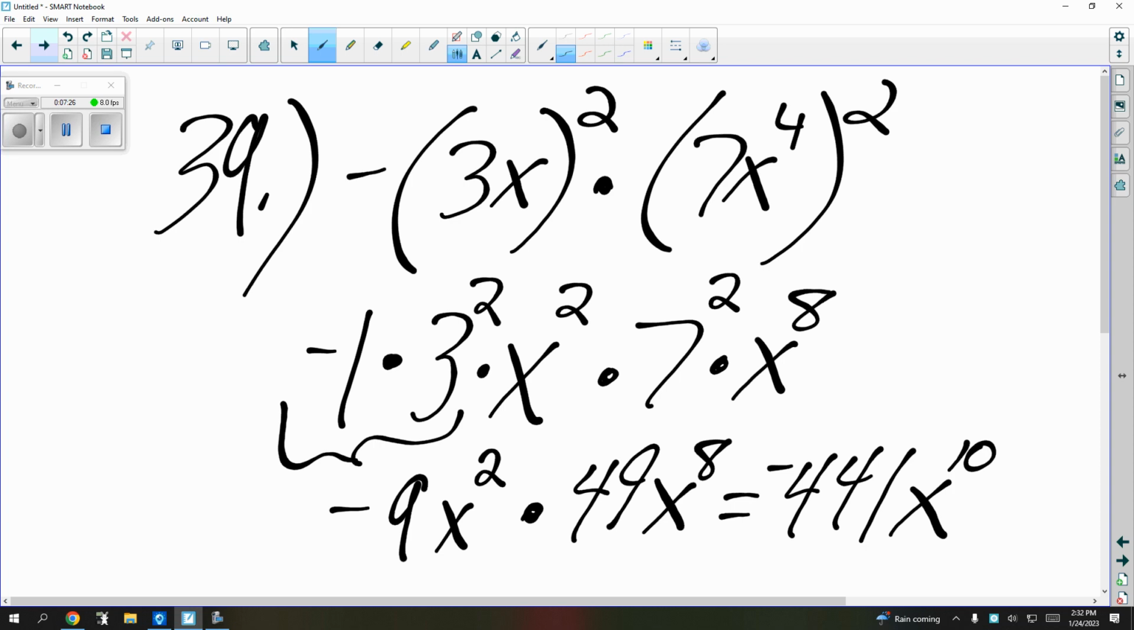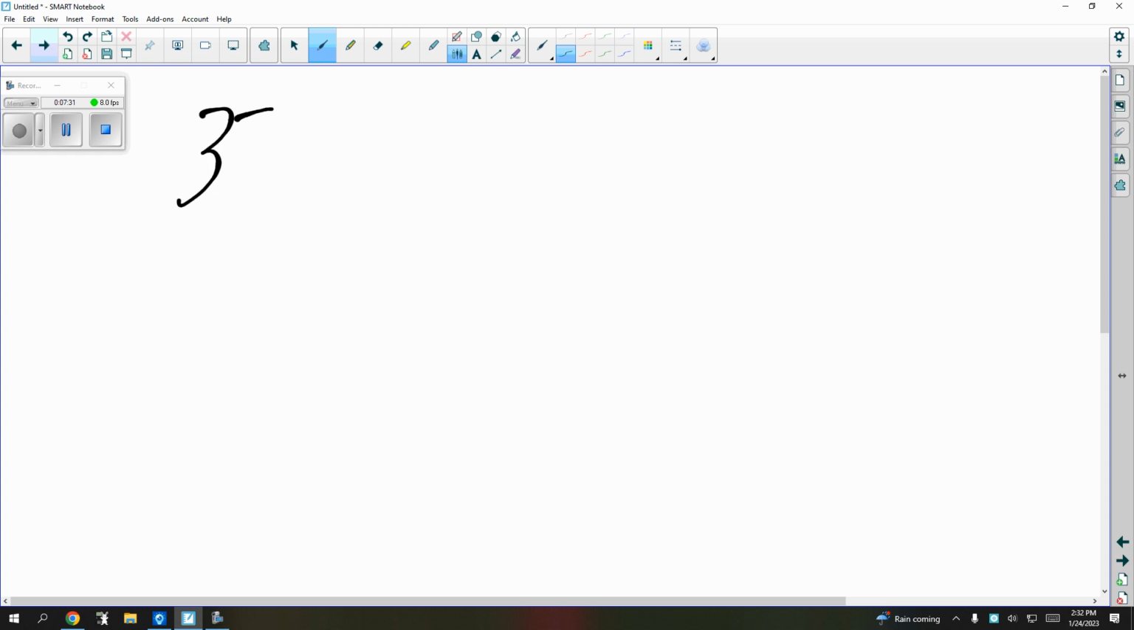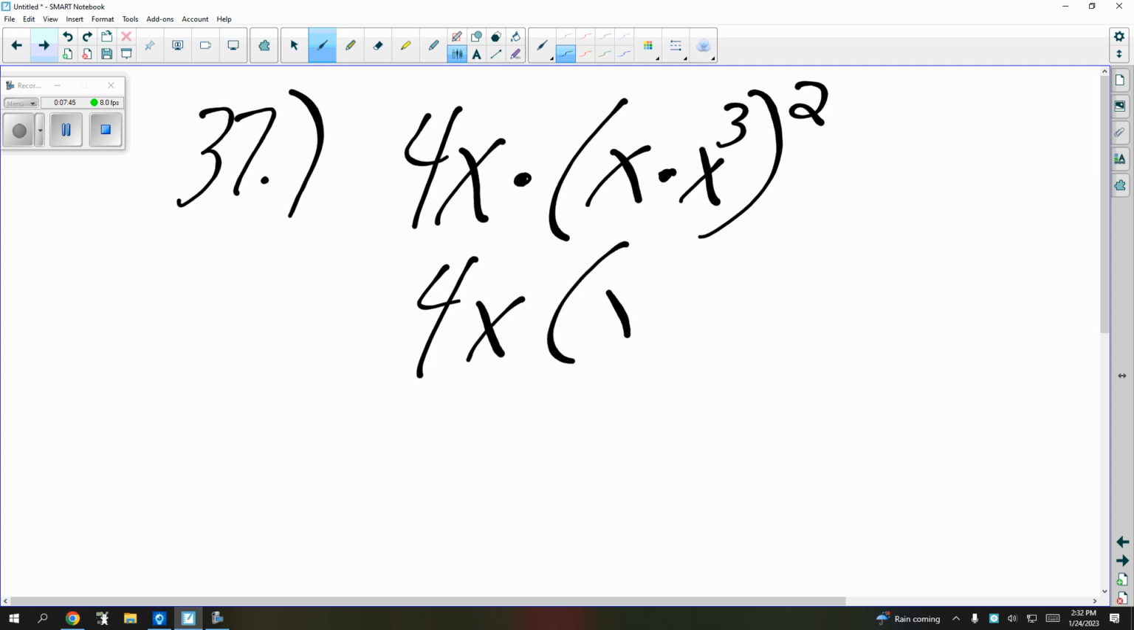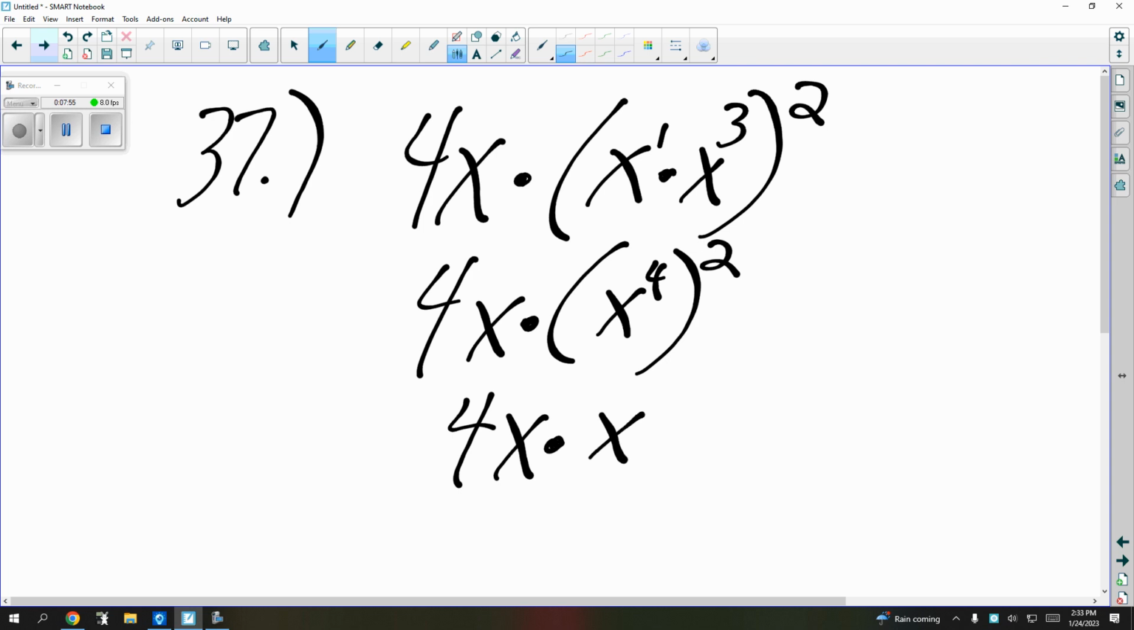Let's just keep on going. Number 37. All right, number 37 looks like this. Love that. Okay, there's 2 ways to do this problem. If it was me, I would make the inside x to the 4th first because there's a hidden 1 right there. And then there's a dot right there. So it's 4x times x to the 8th, which is 4x to the 9th because there's a hidden 1 right there.